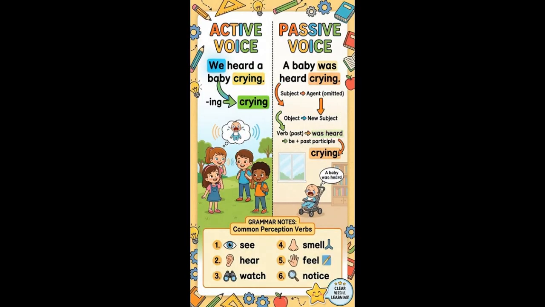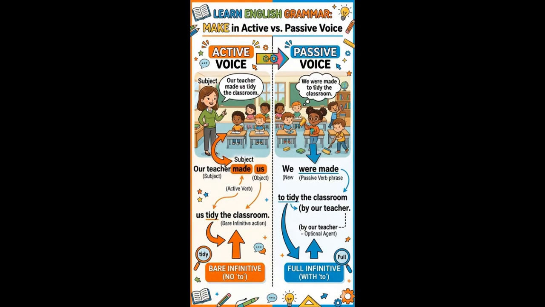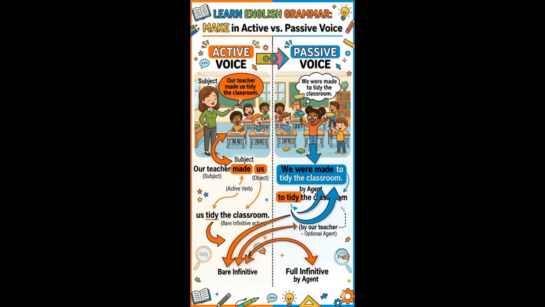Verbs of perception are followed by a bare infinitive or an ing form in the active voice, but in the passive voice, they are followed by a full infinitive or an ing form. We heard a baby crying earlier. In the active voice, the subject performs the action, the teacher is the subject, and the students are the object. In the passive voice, the students become the new subject, and the teacher is the agent.